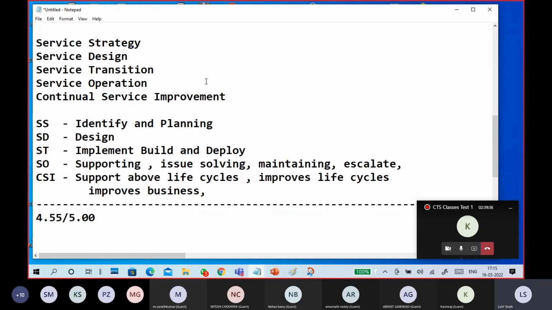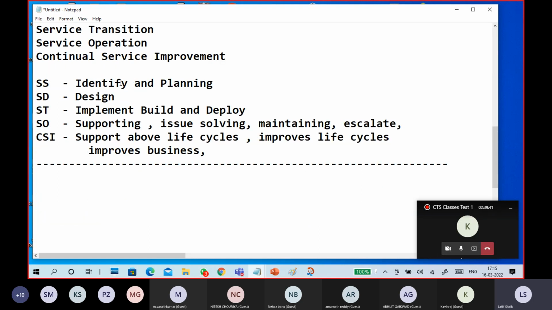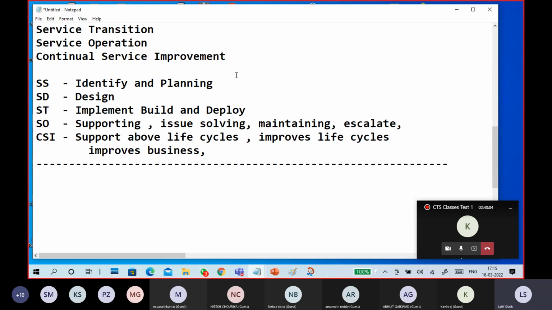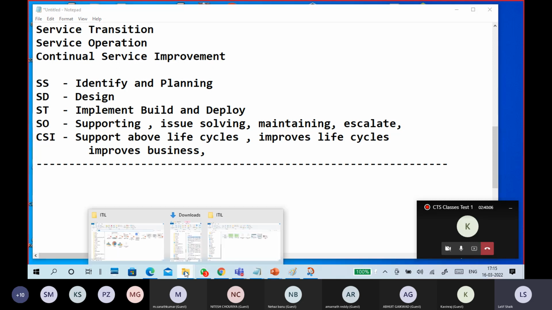A very short way of explaining service strategy is how to identify a business or a service or a user request, and plan to implement the business or service, the demand in the market. Service strategy involves demand.